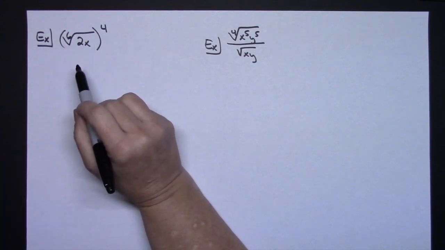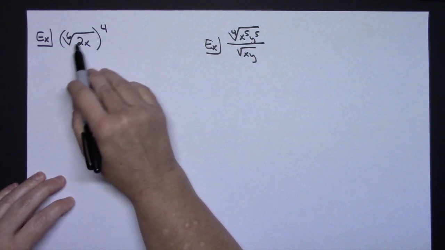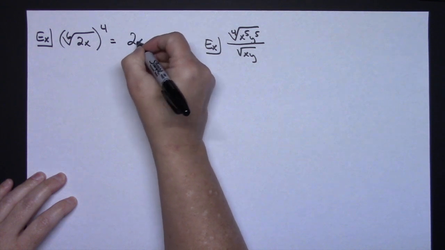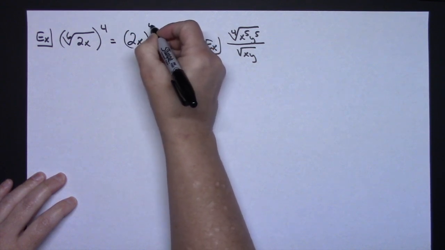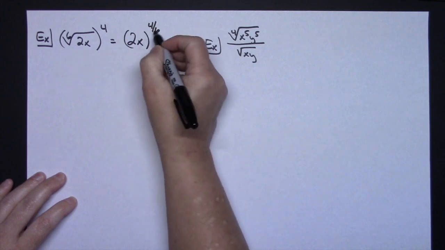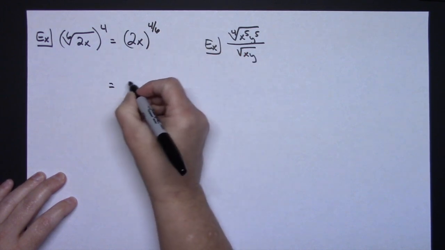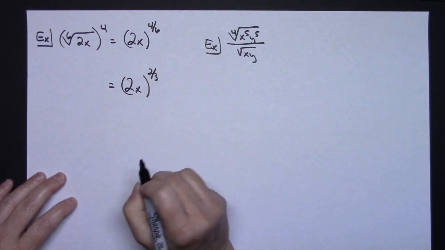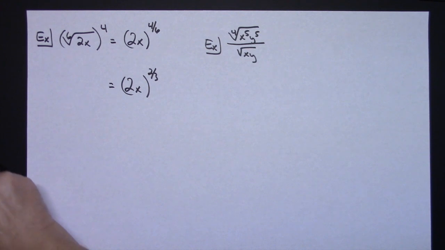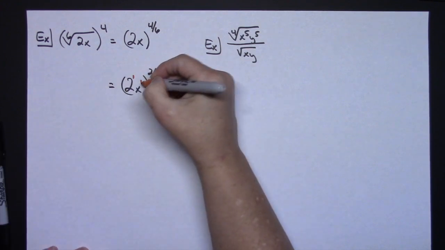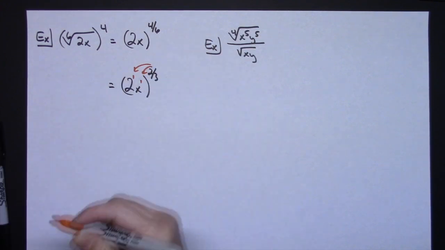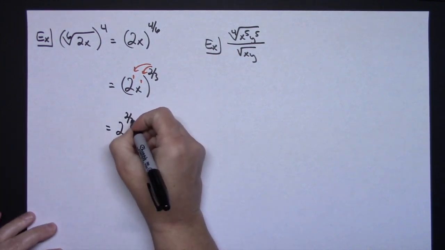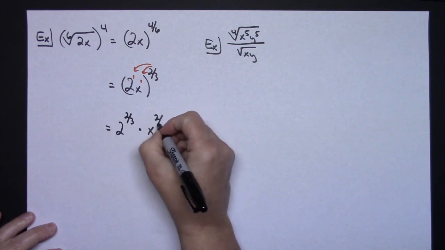So on this one, everything there is my base, so then I can rewrite as 2x raised to the 4 over 6. Let's take that fraction now and reduce it. So 2x raised to the 2/3. Now I'm going to implement the power raised to a power. Both those have 1s, so when I multiply by each of those, I'm going to have 2 to the 2/3 times an x to the 2/3.